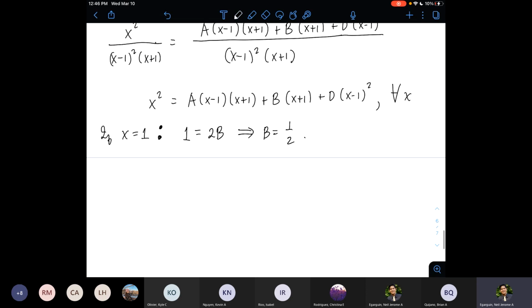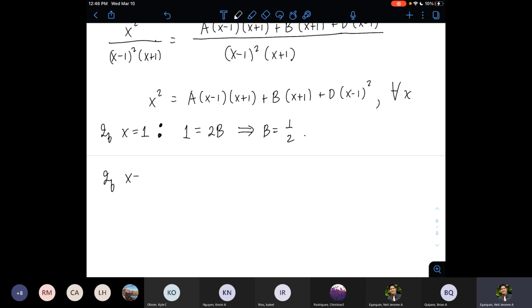Okay, what's next? Another good option for x would be -1. So if x is -1, then we'll have 1 on the left side, and the coefficient of a will be 0, the coefficient of b will be 0, and the coefficient of d would be -1 minus 1, that's -2 quantity squared. So that means 1 is equal to 4d, so d is equal to 1/4.